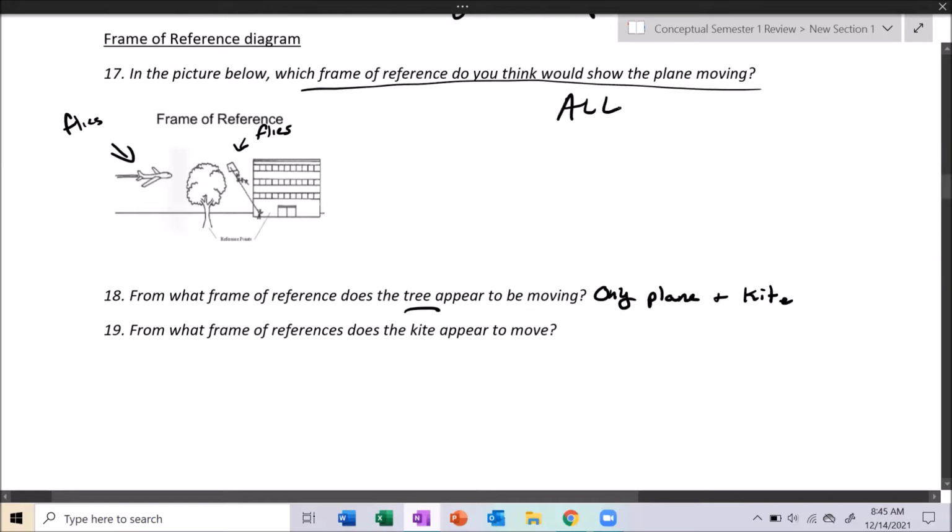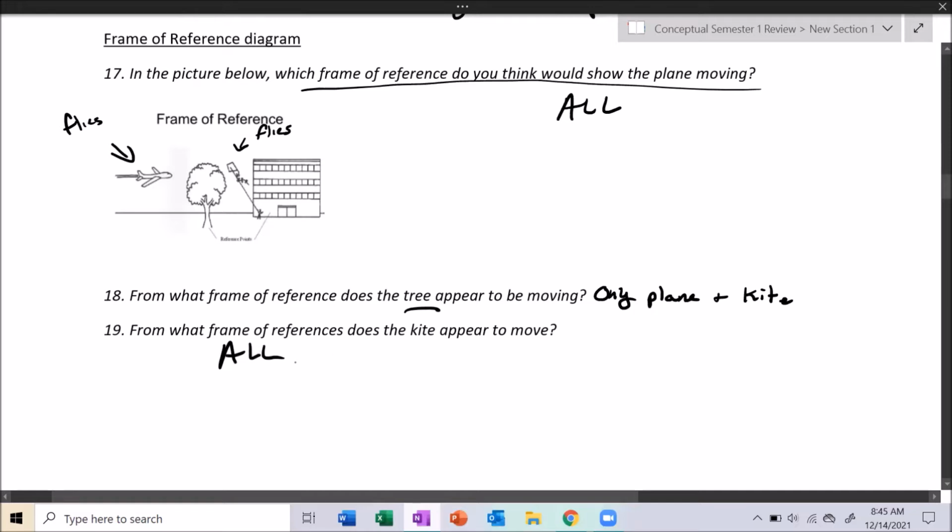The kite, the person would think the plane is moving. And at 18, from what frame of reference does the tree look or appear to be moving? It's none of them, except if you're on the plane or if you're on the kite. Because the plane and the kite could be moving, and it'll make everything else look like it's moving.